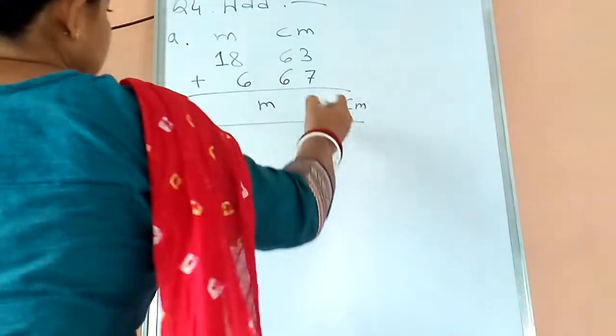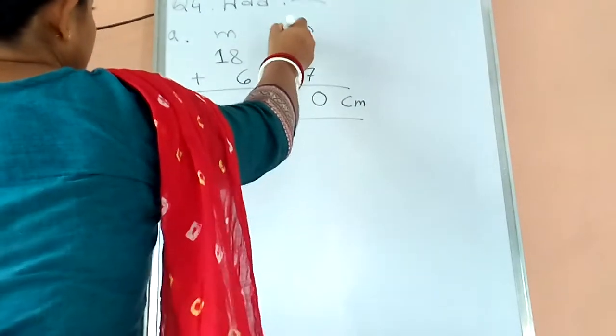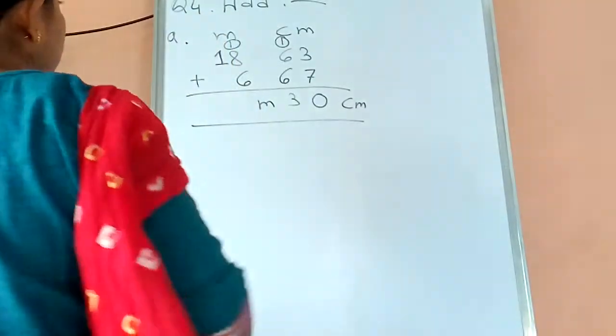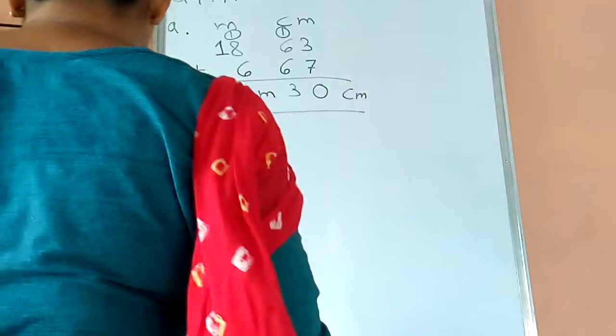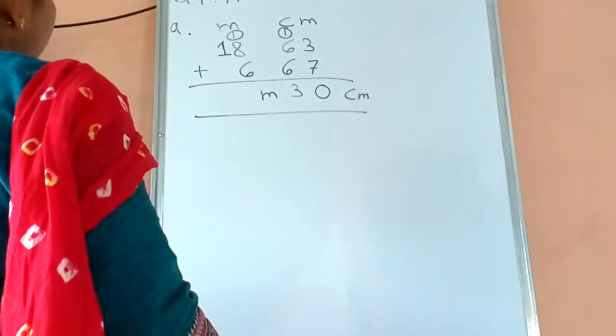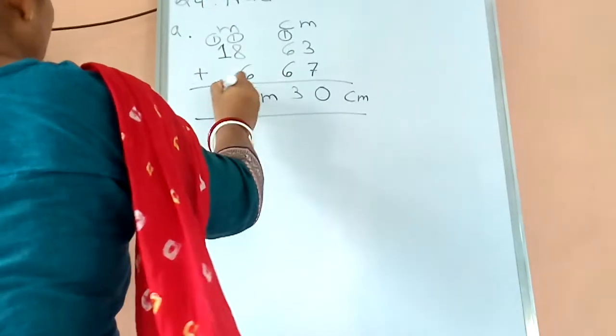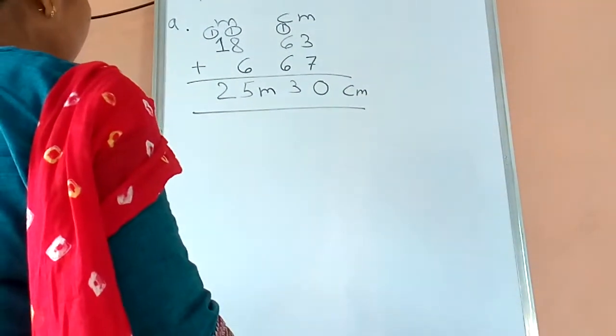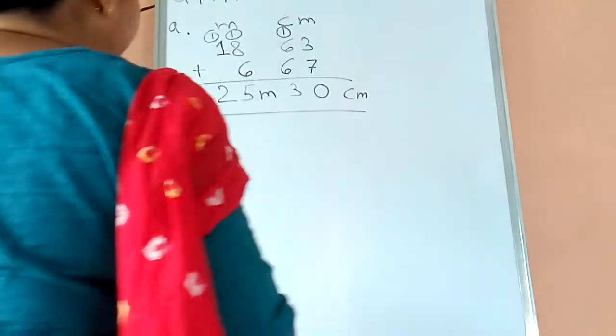When you add, this will be 7 plus 3, 10, carry 1, 12, 13, carry 1, 6, 7, 7, 2s are 14, 15, carry 1, 1 plus 1, 2. That is 25 meter and 30 centimeter. Okay, so this is addition.